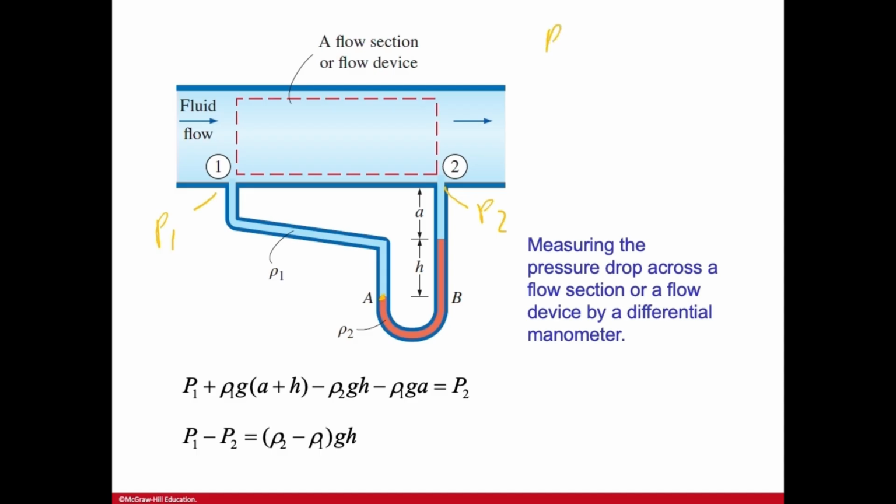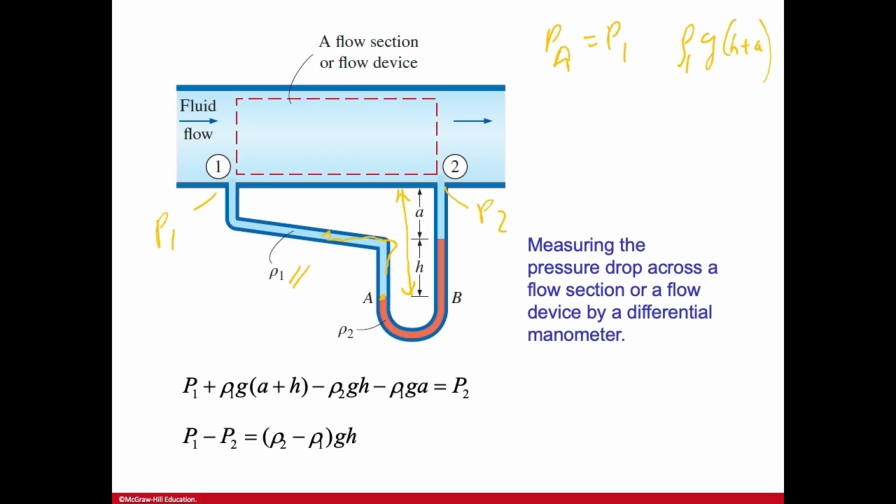So if you want to find PA with respect to P1, what is the density here? It is rho 1, that is the density of this fluid. What is the net height? Net height is just h plus a, between point 1 and A. So you have rho 1 g (h plus a). Now, the final question, where I've said most students make a mistake, is the sign here.